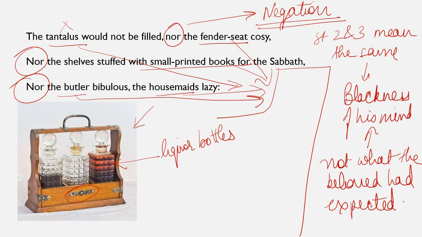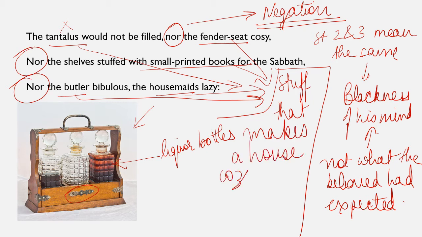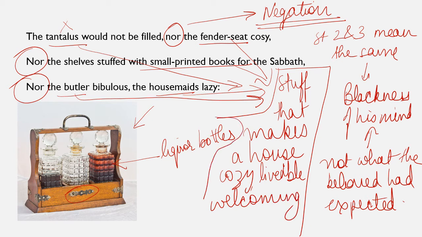He is again talking of all the stuff that makes a house cozy, livable, welcoming. But according to the poet, his mind is not cozy, it is not livable, and it is not welcoming. That is why he has used this negation. So, I hope you have understood the meaning of Tantalus here.